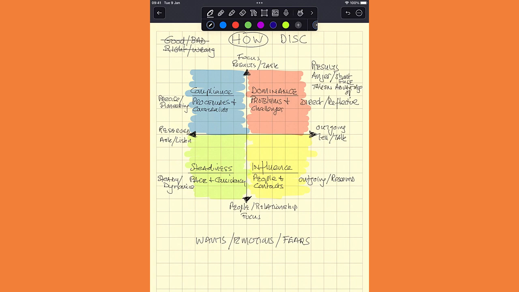The wants, emotions and fears of the I, well, the want is recognition. They want to be recognized. The emotion is optimism. And the fear is the fear of rejection or ridicule. The wants, emotions and fears of the S, of the steady side, the person who's people, relationship focused but is reserved, is an ask-listen type of person. What they want is they want relationship and respect. Their emotion is non-emotional, or we call it poker face. And the fear is a loss of stability.